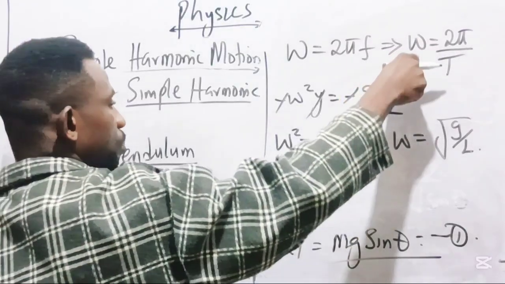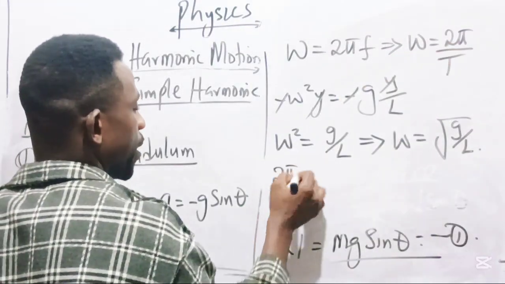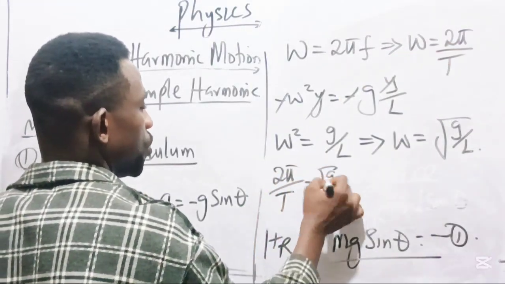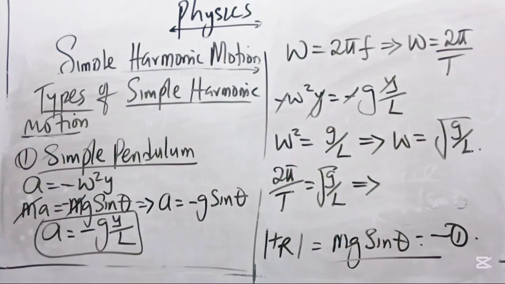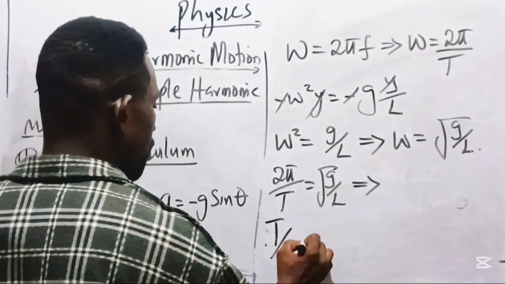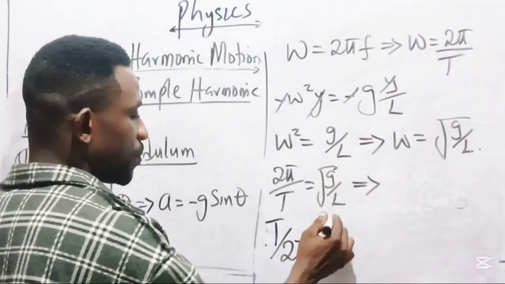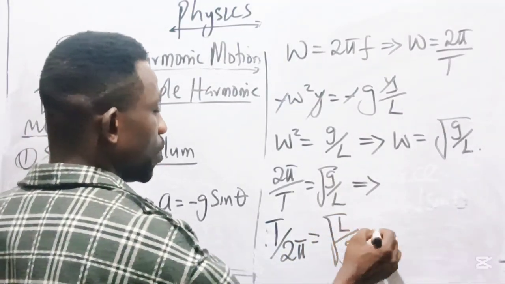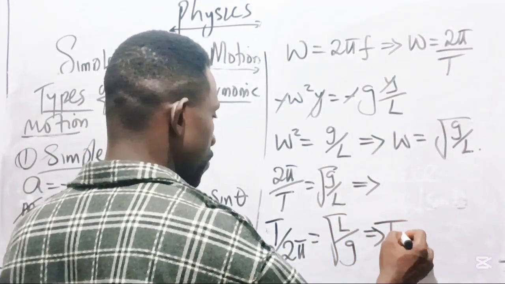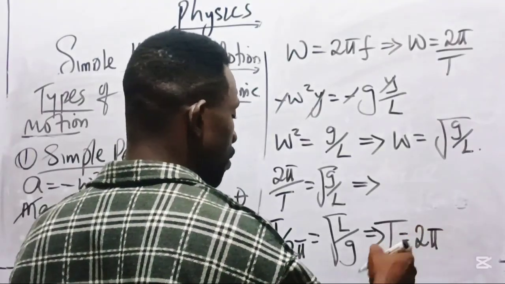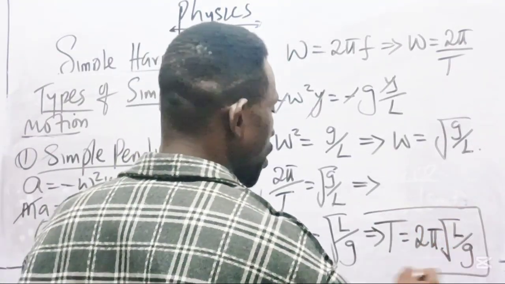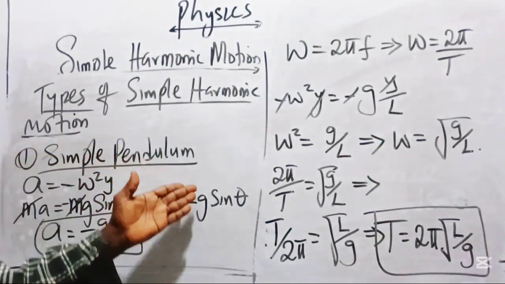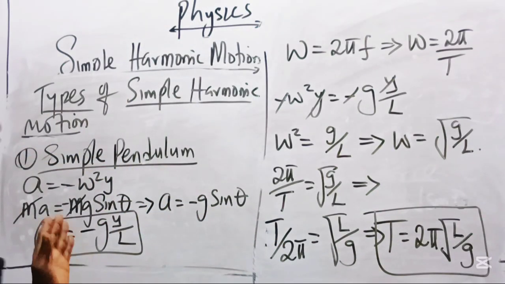But we know that w is equal to 2 pi over T. So 2 pi over T is equal to the square root of g over L. If we take the reciprocal of both sides, we get T over 2 pi equal to the square root of L over g. This implies that the period is T equal to 2 pi square root of L over g. So this is the period of a simple pendulum.